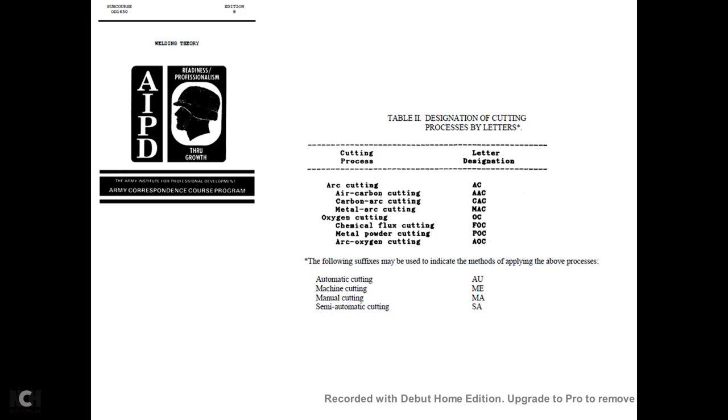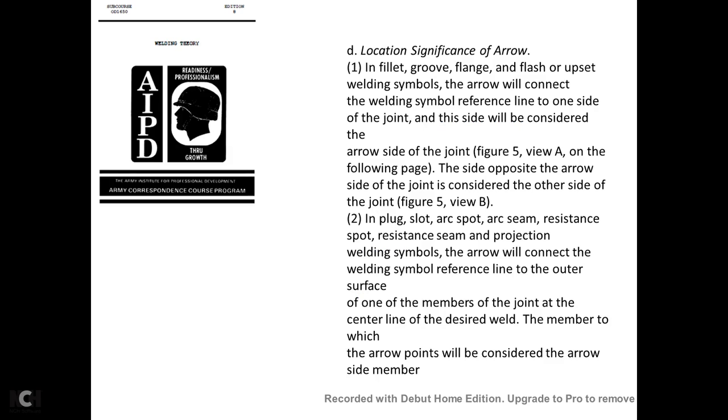Table 2, designation of cutting process letters: arc cutting in air, carbon arc cutting, metal arc cutting. The arc cutting is an AC series with AAC for air carbon arc cutting, CAC, and metal arc cutting, MAC. Oxygen cutting is an OC series. Chemical flux cutting is FOC. Metal powder cutting is POC. Arc oxygen cutting, AOC. The following letters may be used to indicate the method of applying the process: automatic cutting, AU; machine cutting, ME; manual cutting, MA; and semi-automatic, SA.